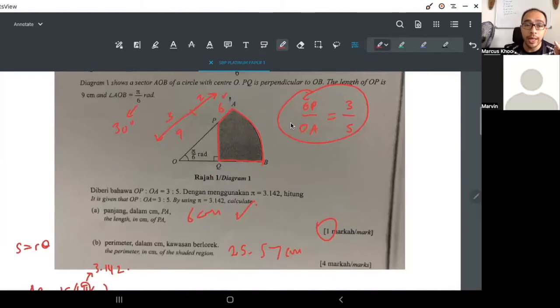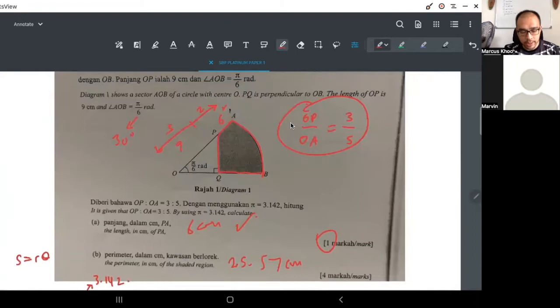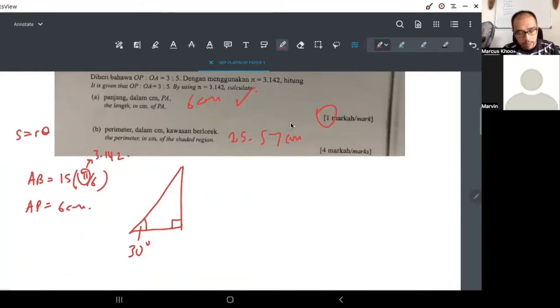Okay, PQ and QB is the big problem now lah. Okay, but because this is a right angle triangle, oleh sebab ini adalah right angle triangle, and you know that this angle is 30 degrees, because pi over 6 is 30 degrees. Dan kamu tahu sini adalah 9. So you can actually find this side and this side. Ini kamu cari apa? Sin 30.